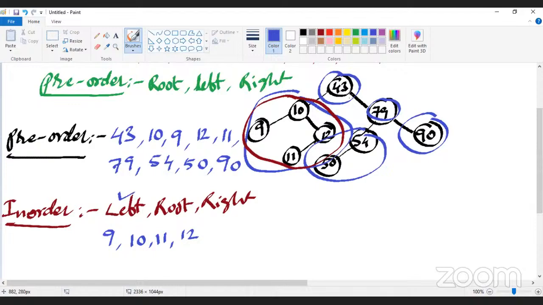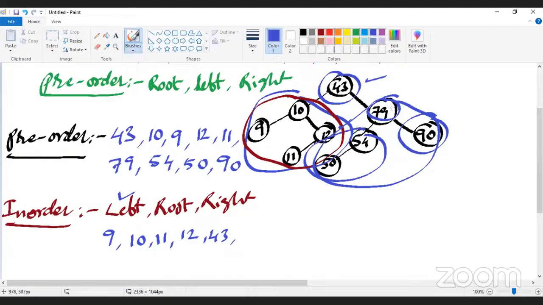Next, the root. What is the root here? 43. Next, right subtree. Left is over, root is over, and now the right subtree. In the right subtree, again we have to see the left. 79. No, first we'll go to 54. 50. No, left. Sorry, 50.